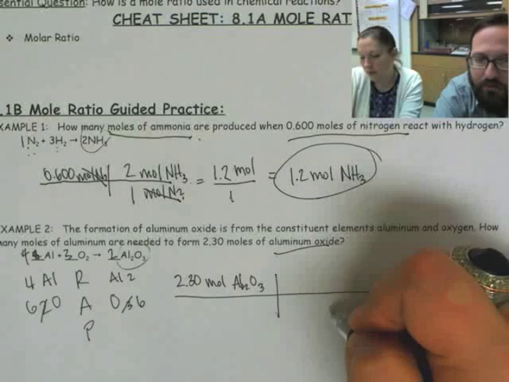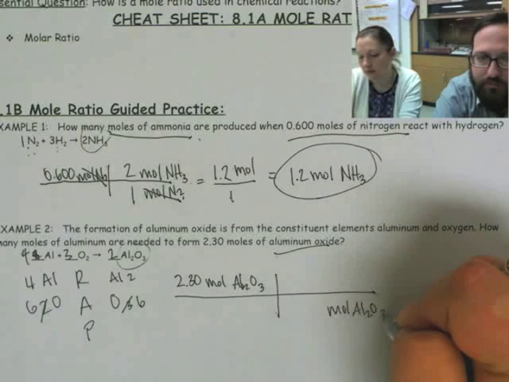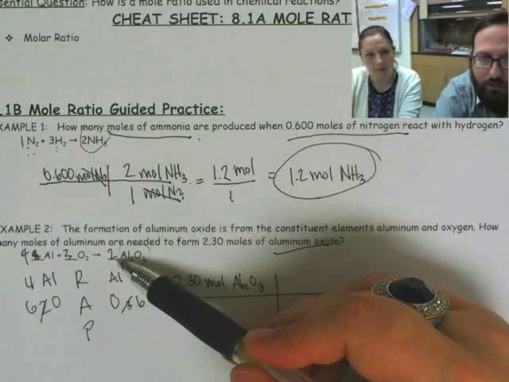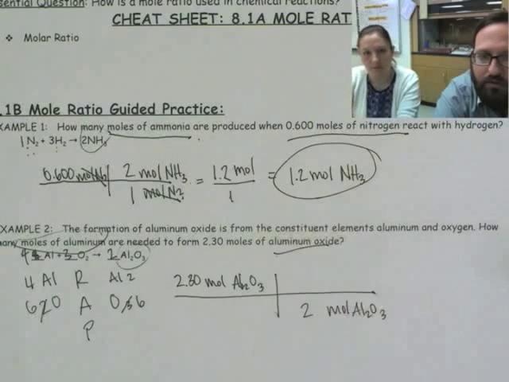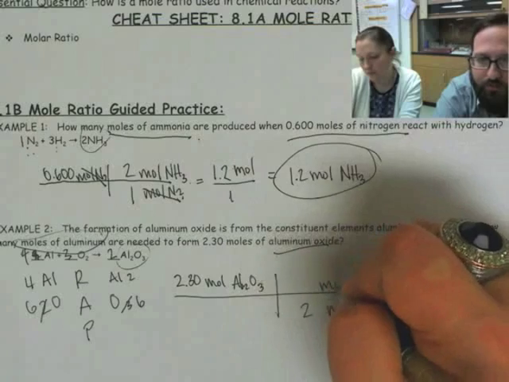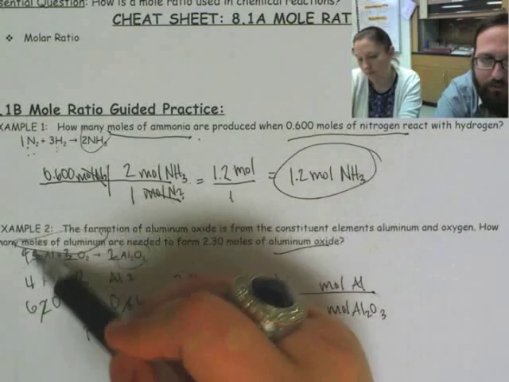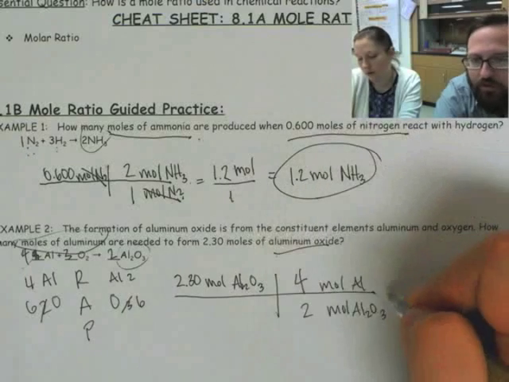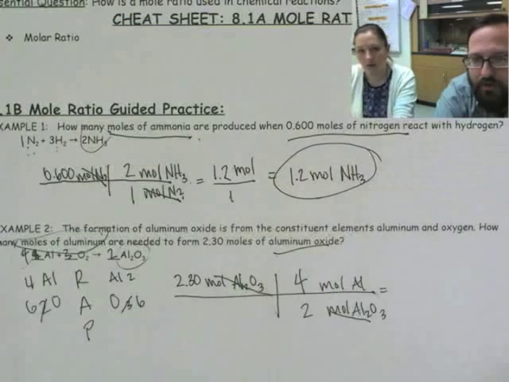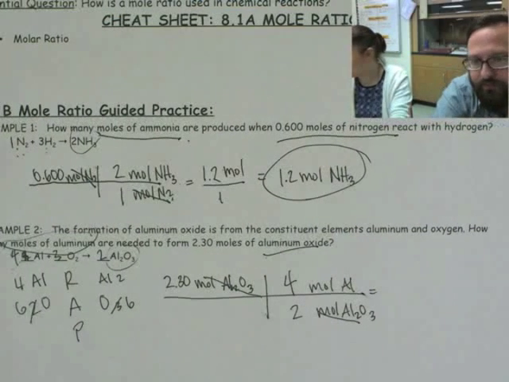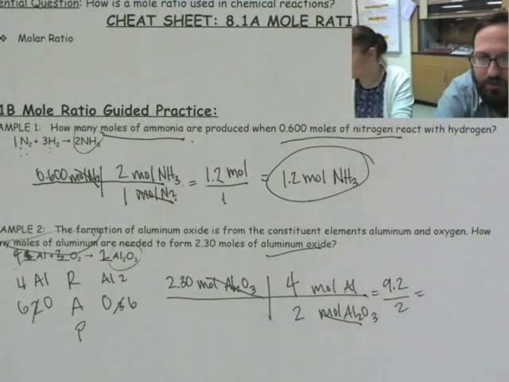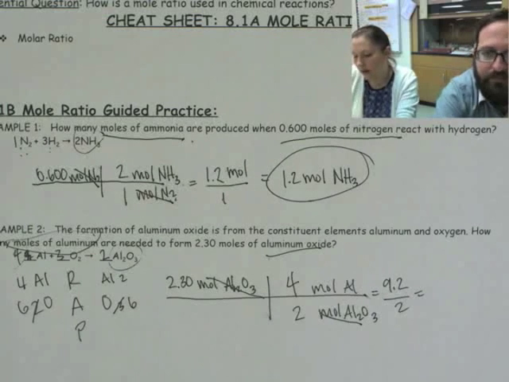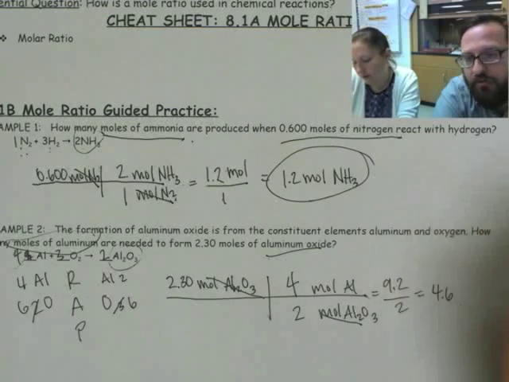So I know moles of Al2O3 has to go on the bottom, and I pull the number, right? Right, which is a 2. And I want to know how many moles of aluminum. Right. So we pull that from the balanced equation also, what we have in front of aluminum. 4. Okay, so that's going to cancel. Right. And now I multiply across the top. And I get 9.2 over 2. And that gives me 4.6 moles of aluminum.